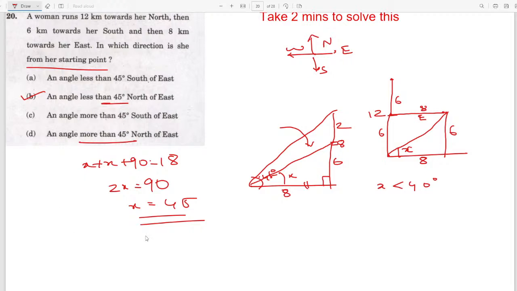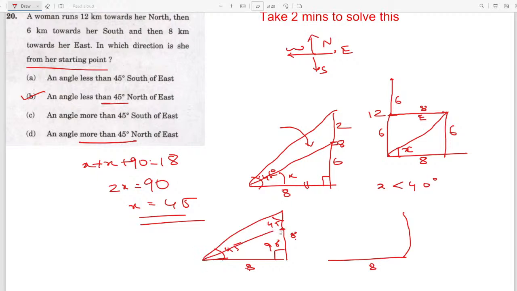Whenever they are saying if it was 8 kilometers and 8 kilometers, this angle would be 45, because then it would be an isosceles triangle where two sides are equal. These two sides are equal, so these two angles are equal. 45, 45, this is 90. But in this case, this is 8 kilometers and this is 6 kilometers. So this 6 kilometers would be somewhere here. And now we are drawing a line from here. So if it was 8 kilometers, it would have been 45.